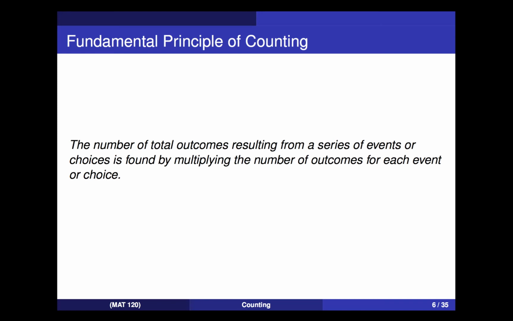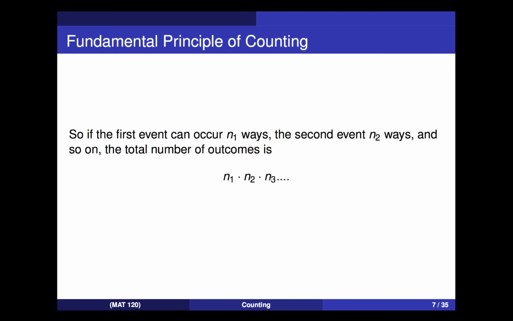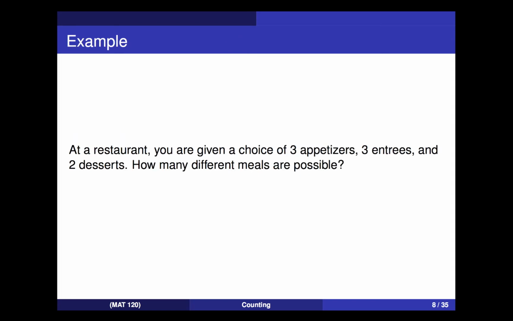So here's our fundamental principle. The number of total outcomes resulting from a series of events is found by multiplying the number of outcomes for each event or choice. It's very simple. So if you want to use mathematical notation, you have n1 ways for the first selection, n2 ways for the second, and so forth, and we're just going to multiply these.